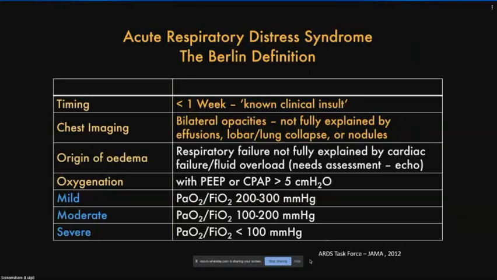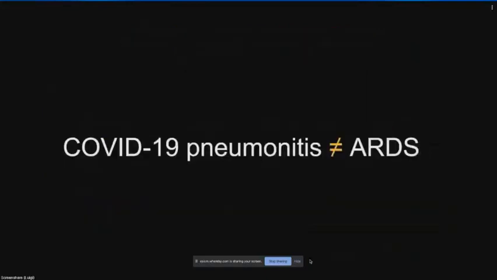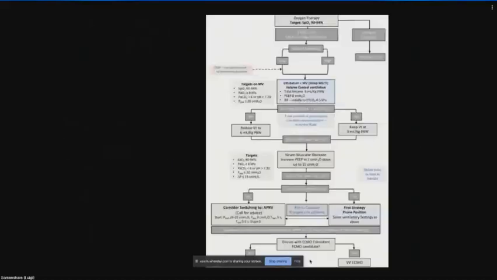Some of these patients present quite late. It doesn't fit the chest imaging, at least for the phenotype L, which is the majority of the COVID-19 at presentation, and you can see the oxygenation criteria remain relevant. So the first point is COVID-19 pneumonitis might not be similar or equal to ARDS.